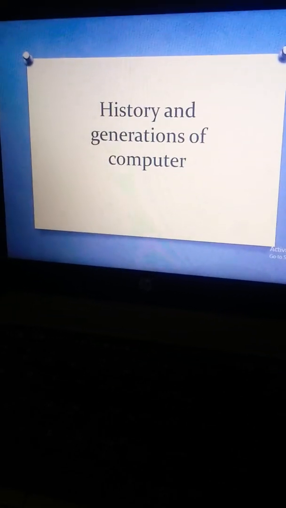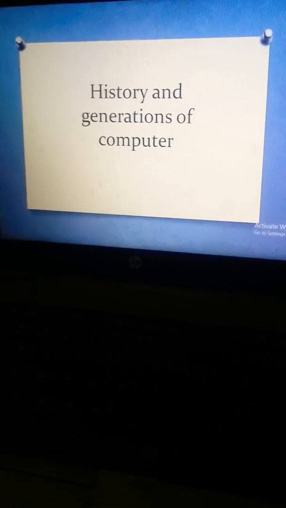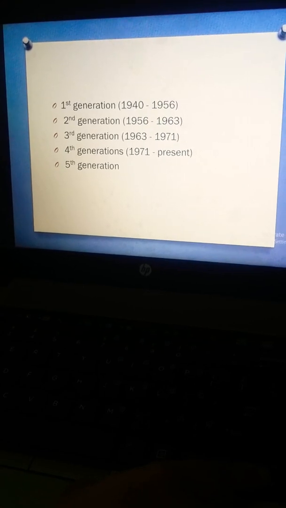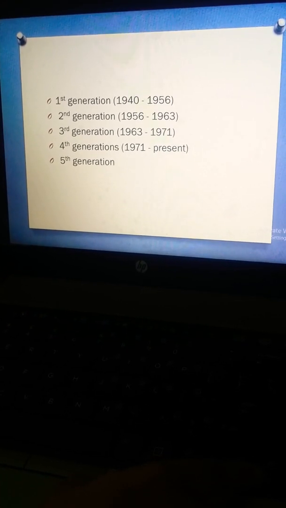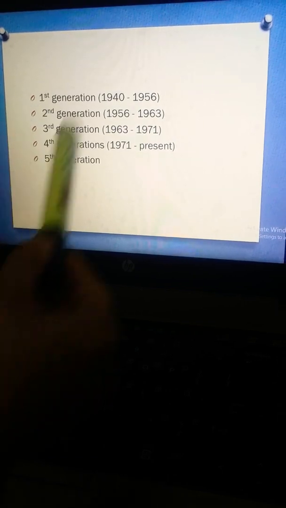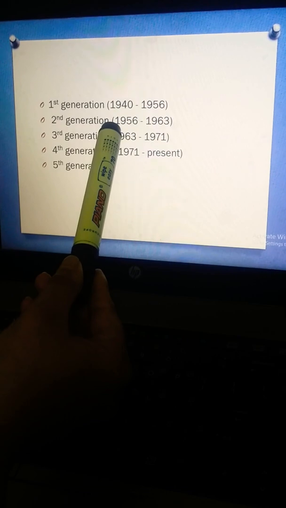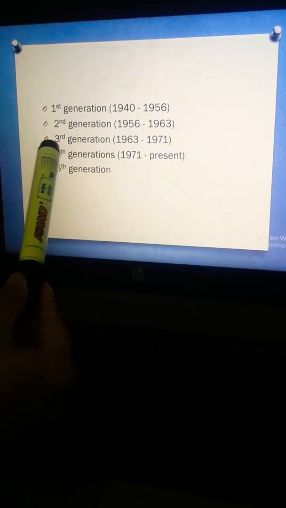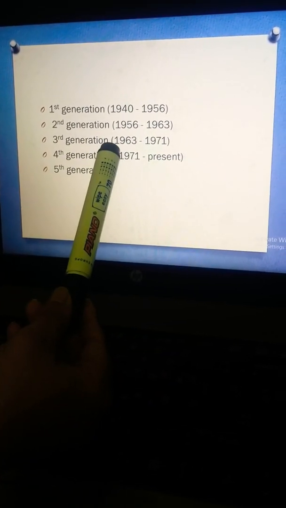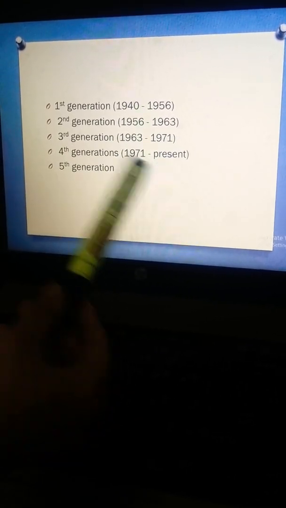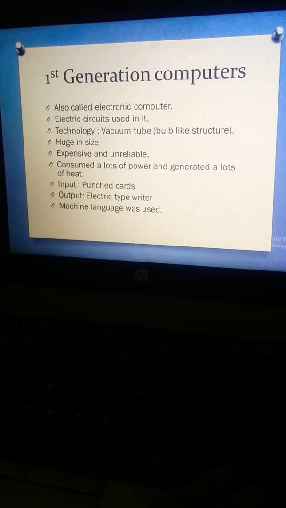So students, let's revise the concepts that we have discussed till now. First we discussed the time duration, the era of every generation. First generation started from 1940 to 1956, second generation from 1956 to 1963, third generation from 1963 to 71, fourth generation from 1971 to present, and fifth generation is now being used in high-tech industries.